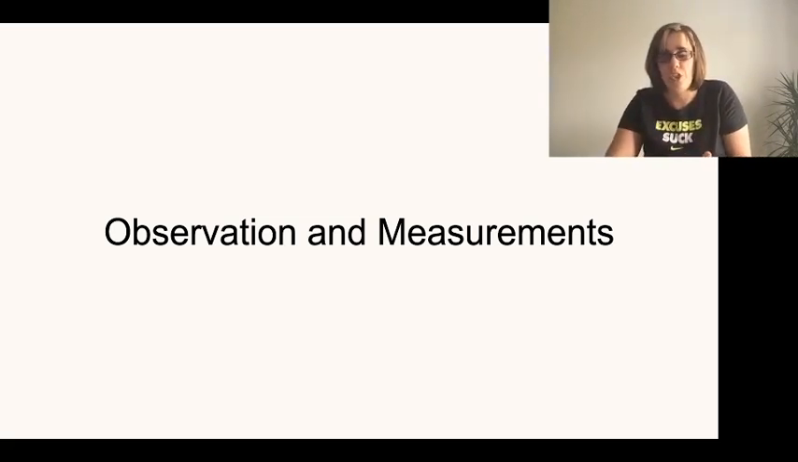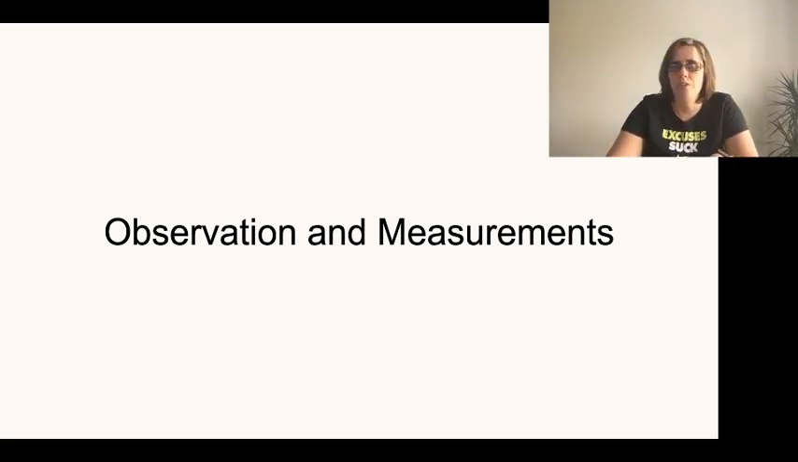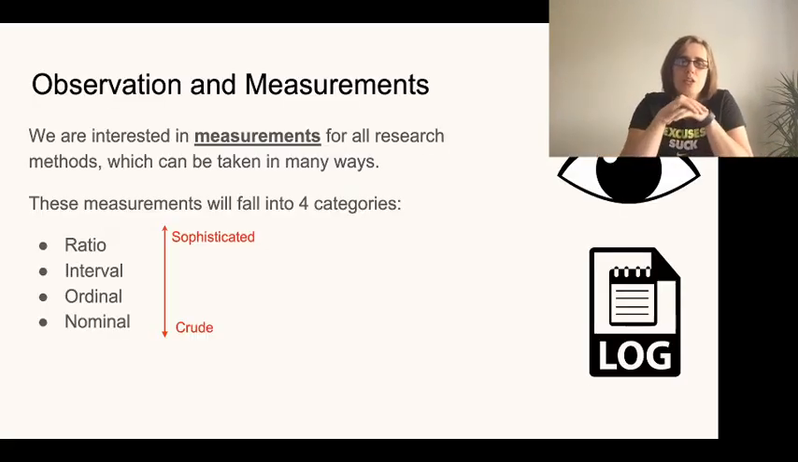So when I say observation, I don't just mean watching someone. I mean basically gathering information about something. And these measurements that I take fall into different categories. Some of them will be quite sophisticated and some of them will be quite crude data. So they are ratio, interval, ordinal, and nominal. If you take the first letters and rearrange them, it spells NOIR, so that's pretty much how I remember them.